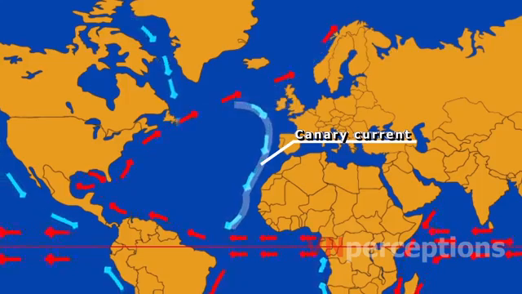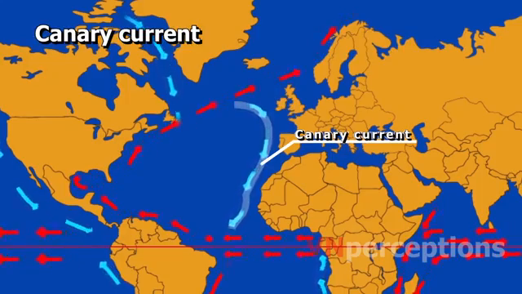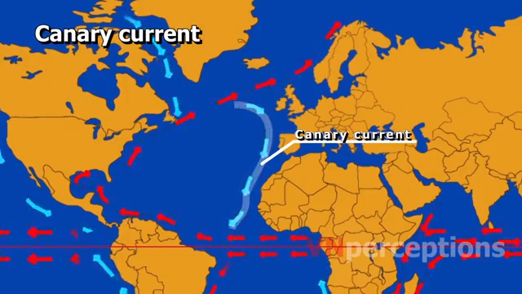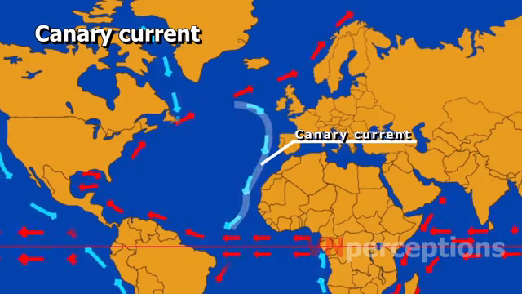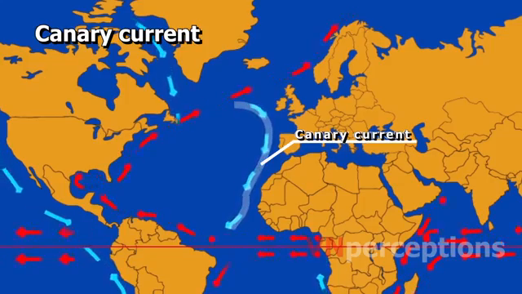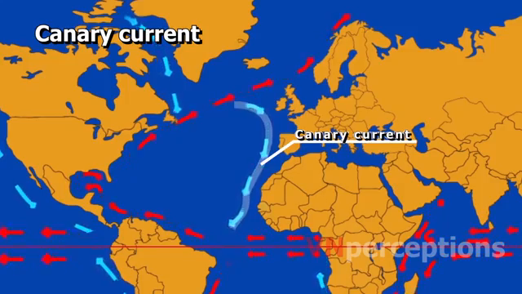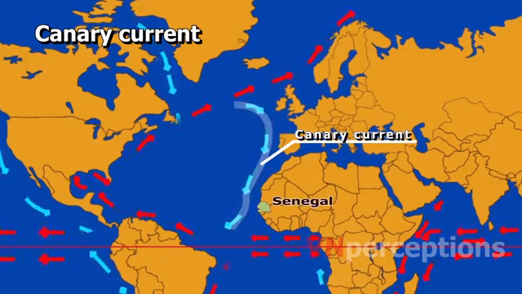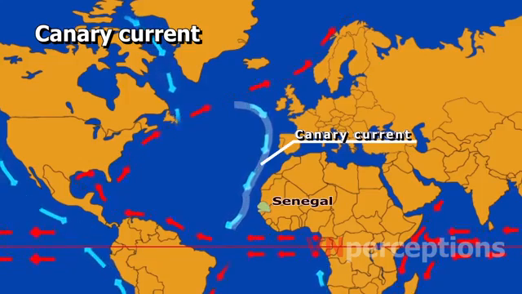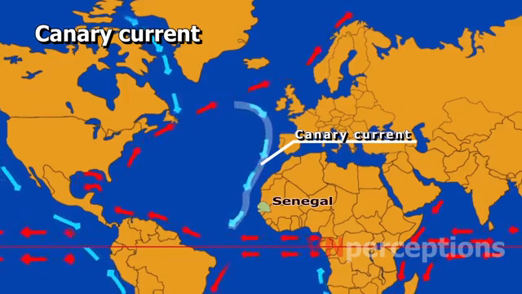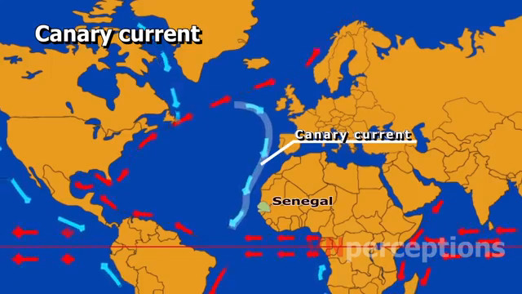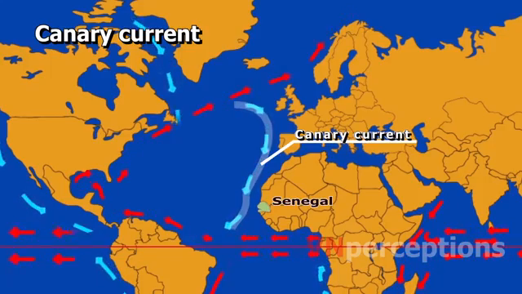Next one is the Canary current. Now, the Canary current is an eastern boundary current that branches south from the North Atlantic current and flows southwest about as far as Senegal, where it turns west and later joins the Atlantic North Equatorial current. The current is named after the Canary Islands.